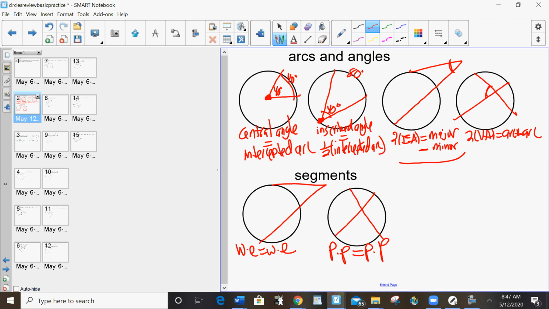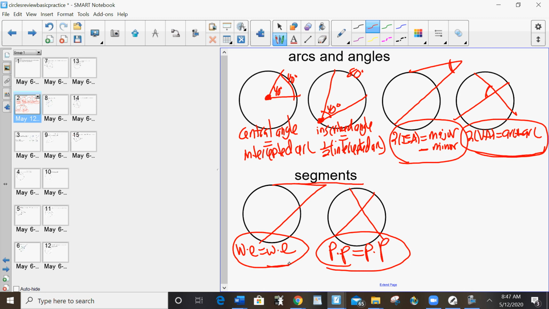2EA equals major minus minor. 2VA equals arc plus arc. Those are the two arcs and angles rules. And for segments, use PP and WE.